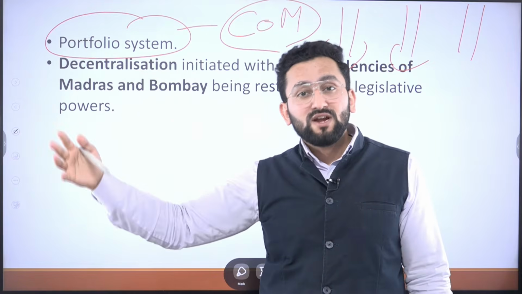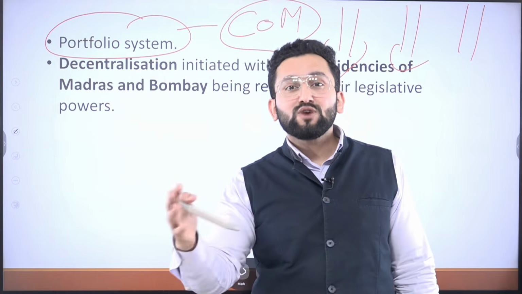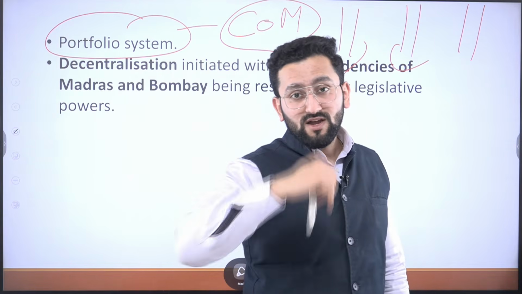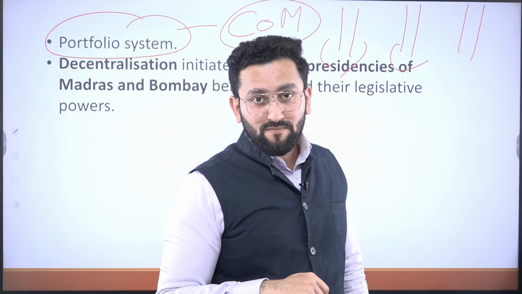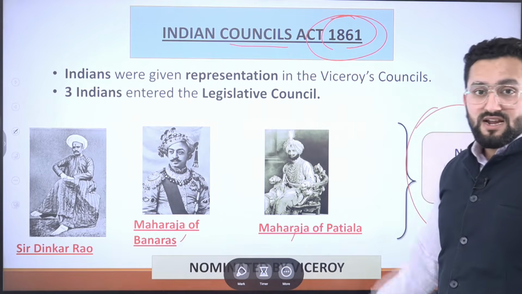Later, we know it in the form of the Council of Ministers system, where portfolios are allocated to different ministers, and the Prime Minister directly asks the concerned minister, "Okay, give me the report on what your ministry has done." Right? So there is a portfolio system, and it was introduced in 1861.